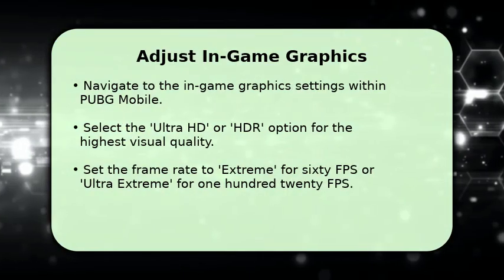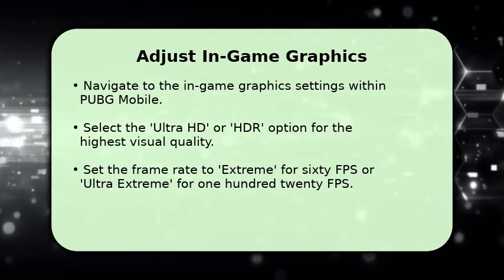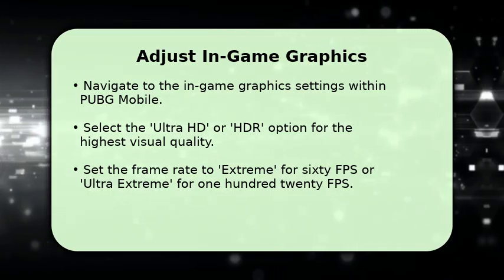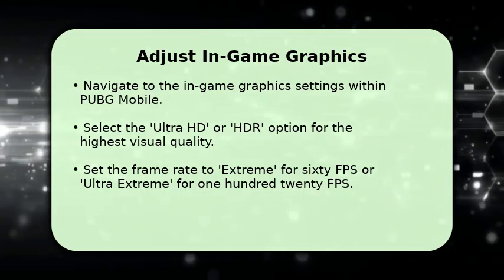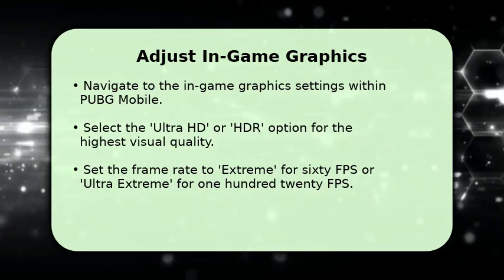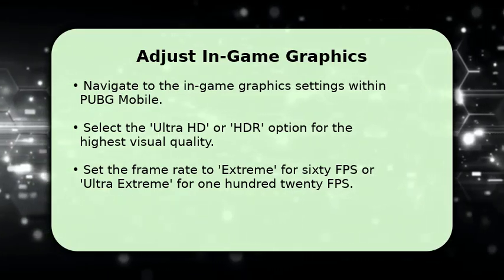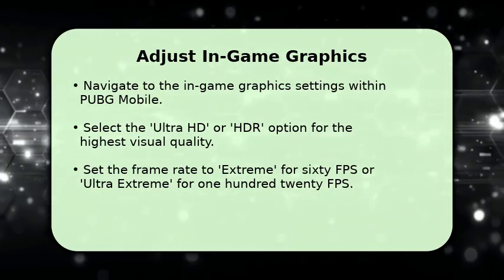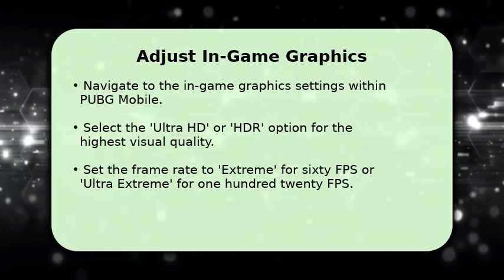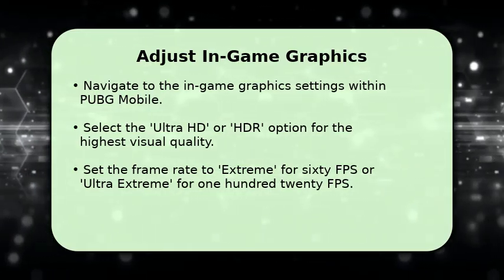Once in the game, access PUBG Mobile's internal graphics settings. Here, you can select Ultra HD or HDR for the most stunning visual fidelity. For fluid motion, set your frame rate to Extreme for 60 frames per second, or Ultra Extreme for 120 frames per second if your system supports it. Additionally, enable anti-aliasing at 2 times or 4 times to eliminate jagged lines and make everything look incredibly smooth.